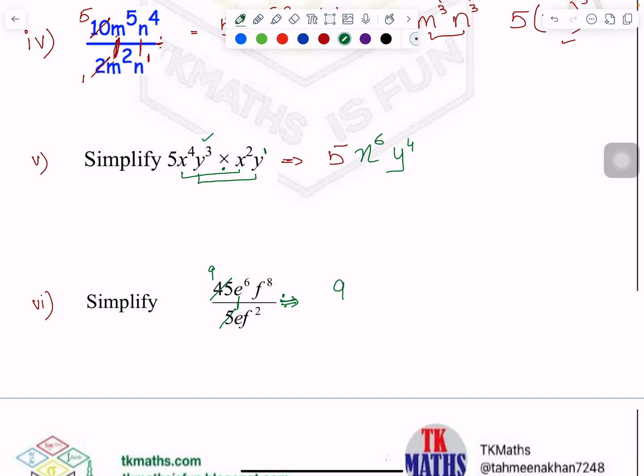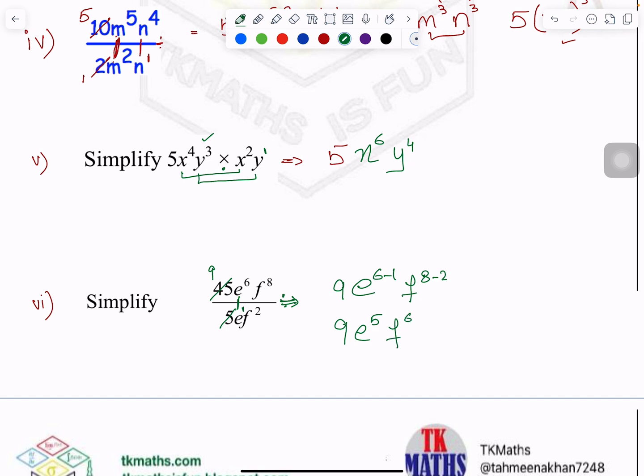Now if you see here for E, it has power 6 and there is no power, it means it is 1. So E power 6 minus 1. Similarly for F, 8 minus 2. Because it is division, so we are subtracting.